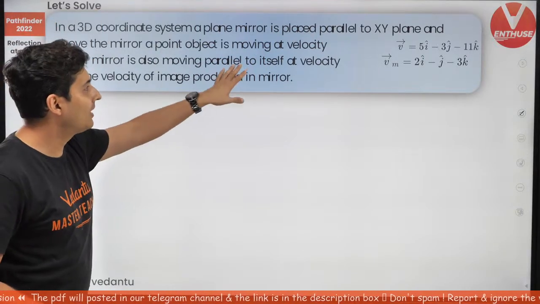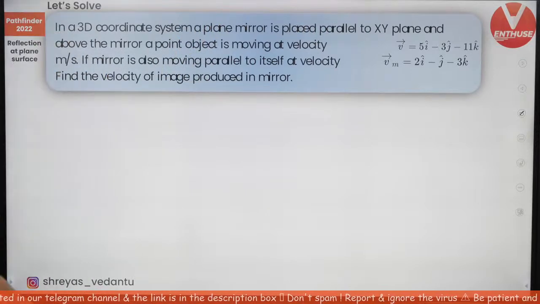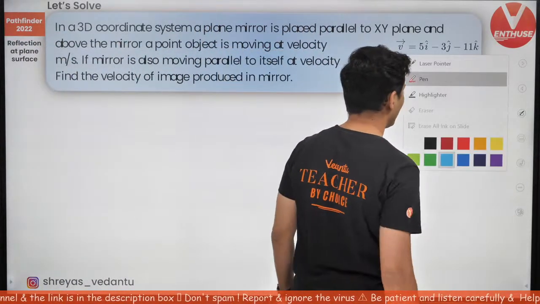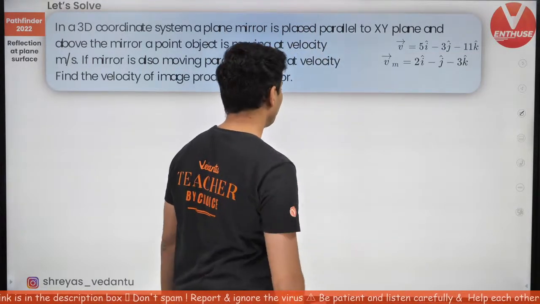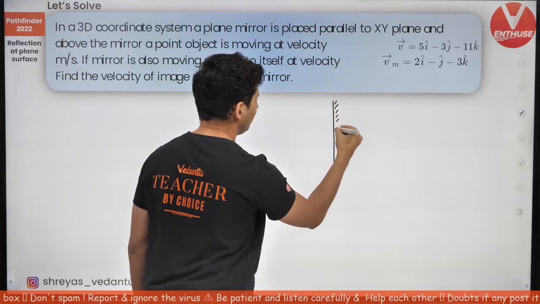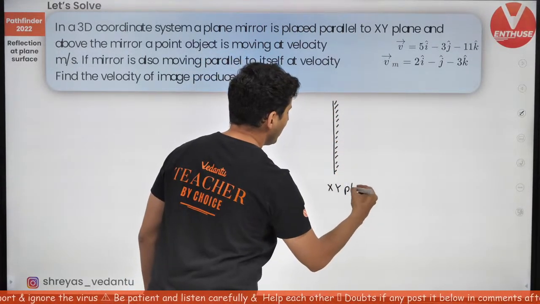In a 3D coordinate system, the mirror is along the xy plane. The mirror is along the xy plane. So let's draw it and see what we can infer from this. So let's say this is our xy plane. Okay, so this is your xy plane.